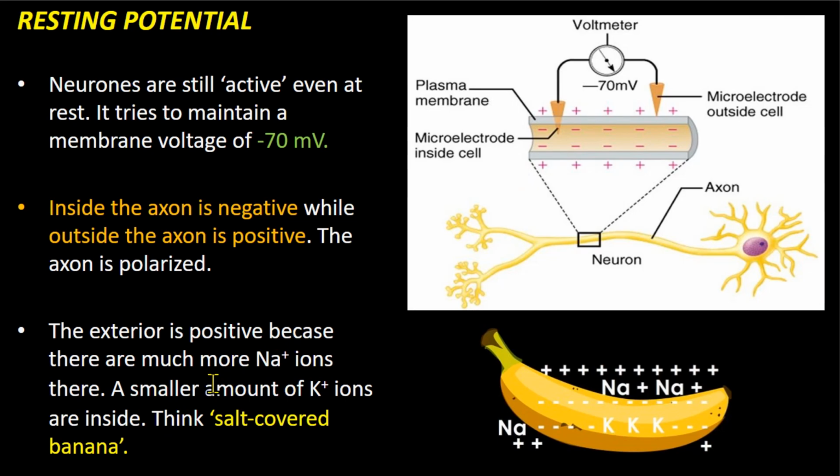An easy way to remember it is that bananas contain a lot of potassium and salt contains sodium. So think of it as a salt-covered banana, where inside there's more potassium ions and outside there's more sodium ions. Now, once again, remember, the interior is negative and the exterior is positive.